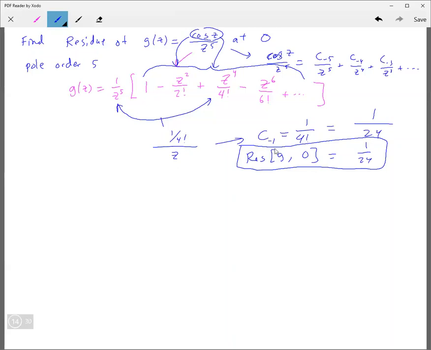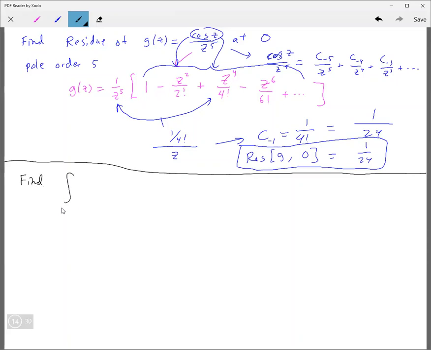Okay, great. So now let's take a look at some more types of exercises. The reason for finding residues is so that we can find integrals. Okay, so let's do this. Let's find the integral over the circle whose center is 3i and radius is 1, of dz over z squared plus 9.